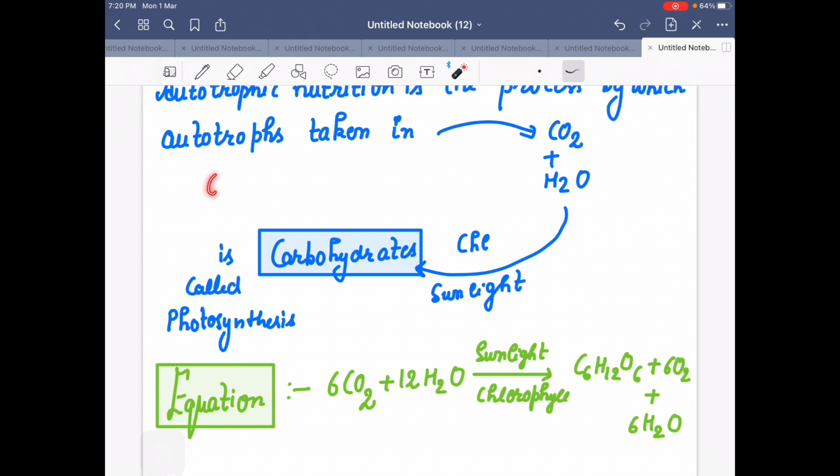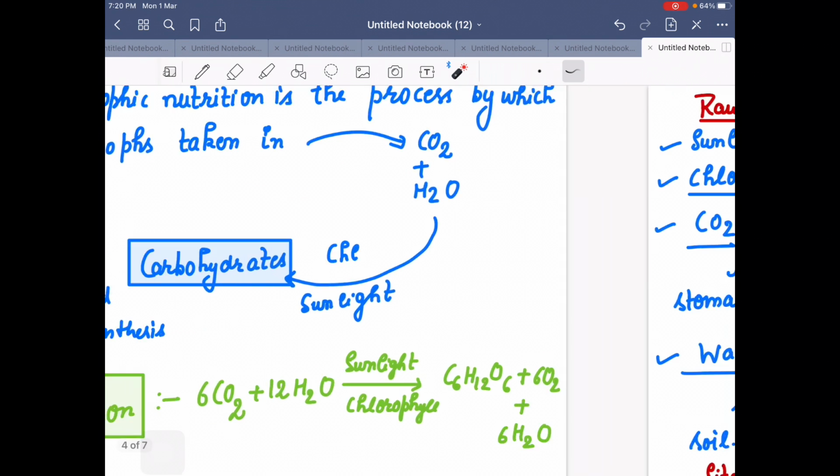C6H12O6, right? We will write it again. 6CO2 plus how many molecules? 12. In the presence of sunlight, what are you forming? C6H12O6. How much oxygen? 6. Plus how much water? That will be 6. So it should be on your tips.